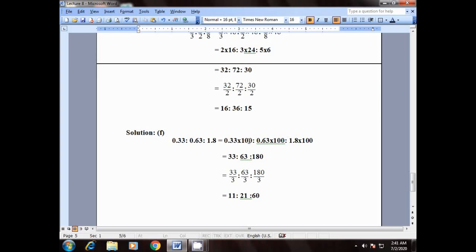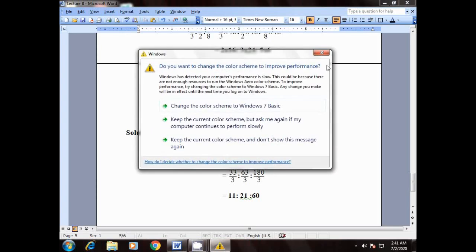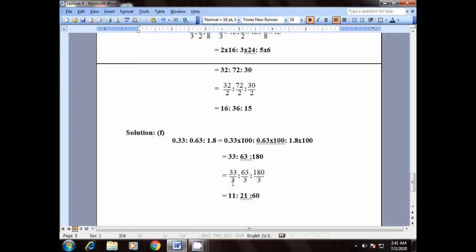0.33 multiplied by 100 is 33. 0.63 multiplied by 100 is 63. And 1.8 multiplied by 100 is 180. Now we know that these three numbers are divisible by 3. So let's divide them by 3. First quantity 33 divided by 3. Second quantity 63 divided by 3. Third quantity 180 divided by 3.